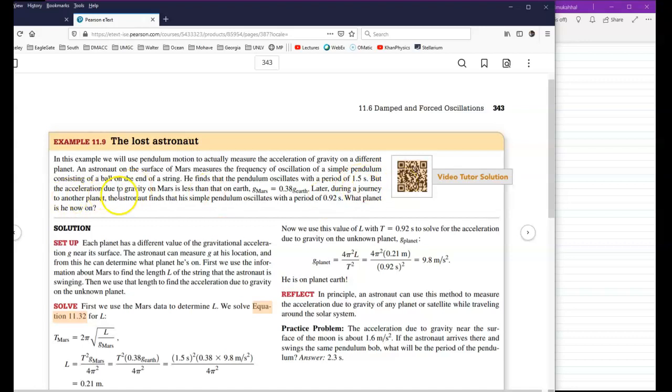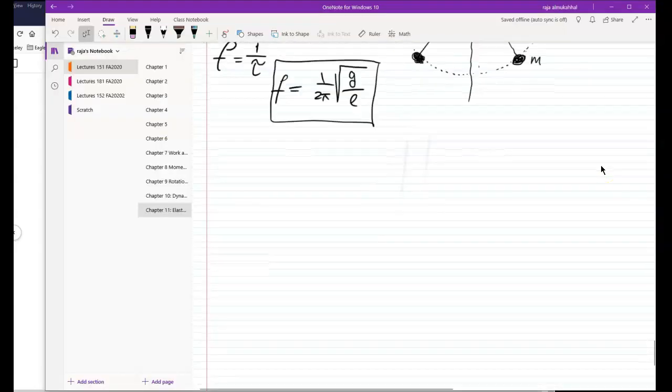But the acceleration due to gravity on Mars is less than that of Earth. All right, so the G on Mars is 0.38 times G on Earth, which is basically times 9.8. Later, during a journey to another planet, the astronaut finds that his simple pendulum oscillates with a period of 0.92 seconds. What planet is he now on? You see what I'm saying? All right, let's write down the story.